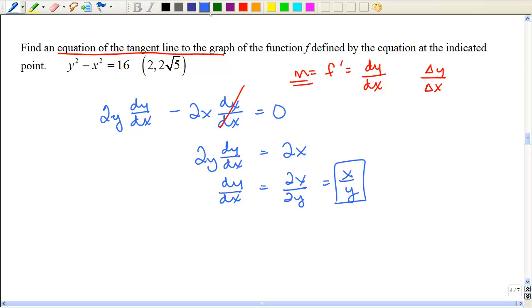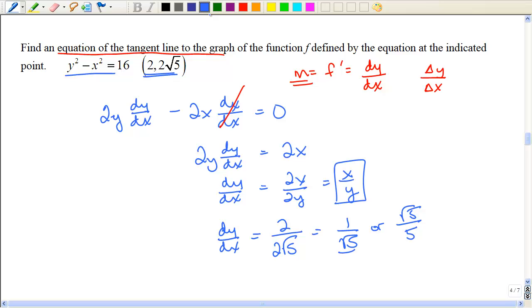All right, so that is my slope, the general slope of that function. Now we need to do it at that point. All right, so the slope is going to be x, which is 2, over y, which is 2 square roots of 5. You can rationalize that or not. I think I'm just going to leave it as 1 over the square root of 5. Okay, so that's my slope.